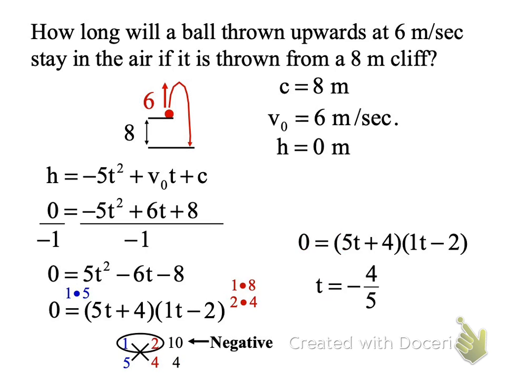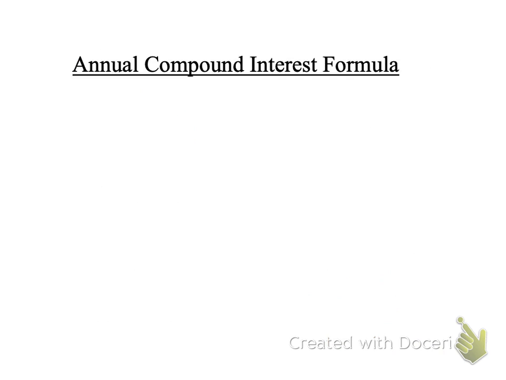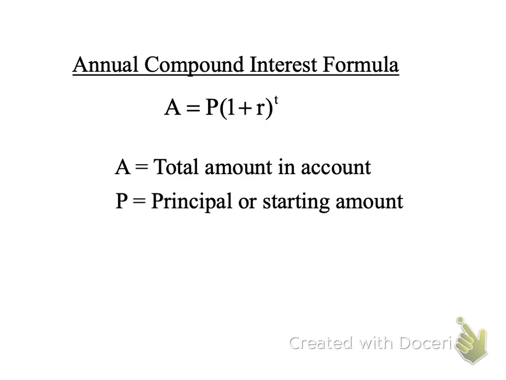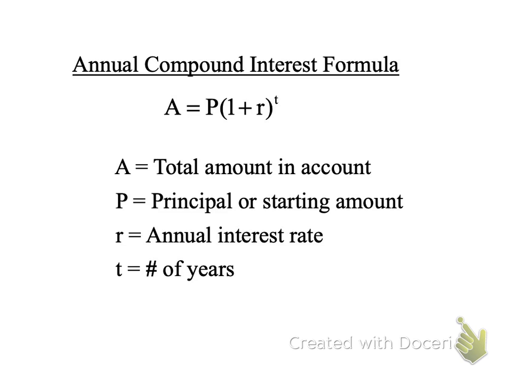All right, the last thing that we're going to do is annual compound interest. Again, here's the formula. A stands for the amount in the account, the total. P stands for principal, or your starting amount. R is the rate of interest, annual interest rate. So what does annual mean? Yearly interest rate. And t stands for time. Pause the recording.